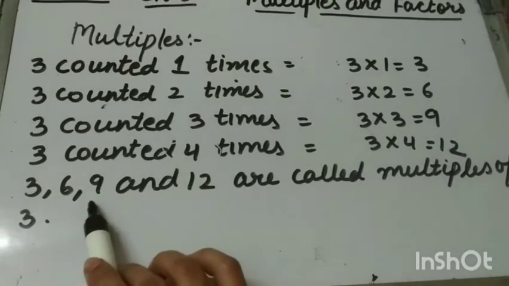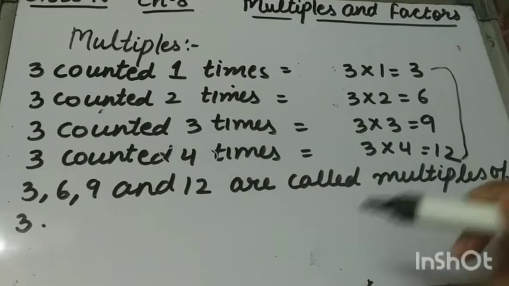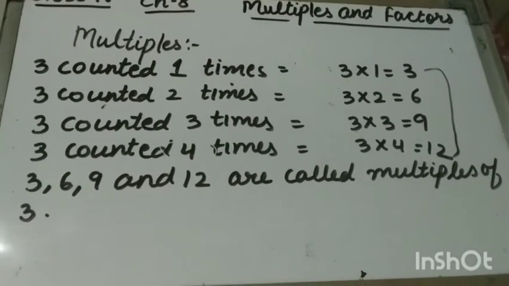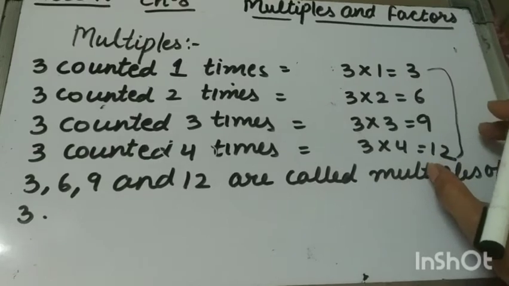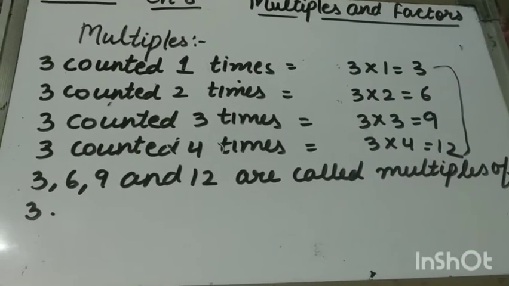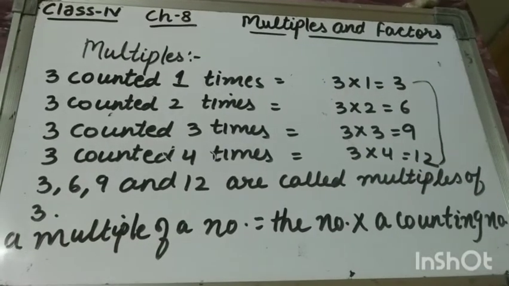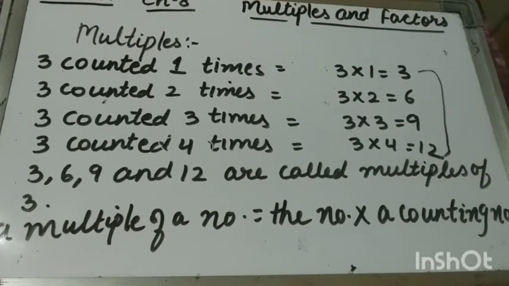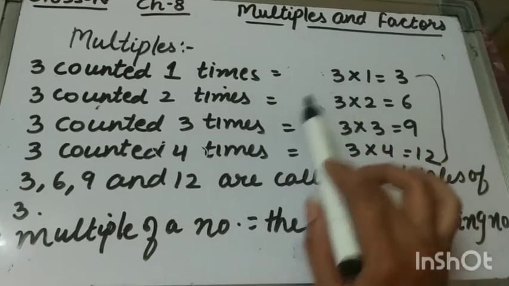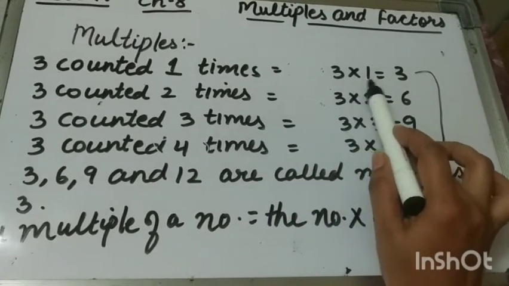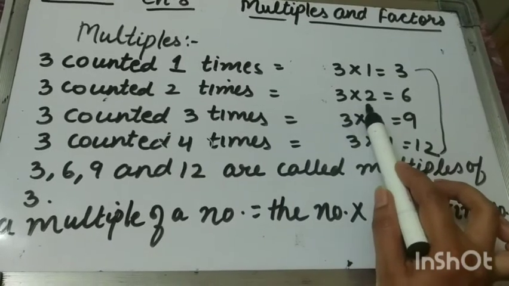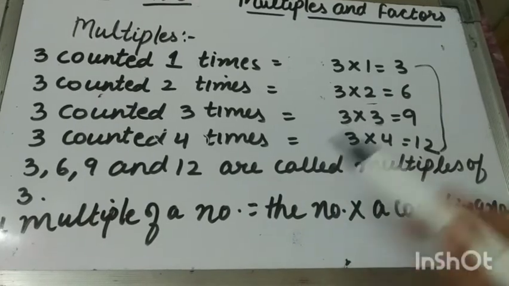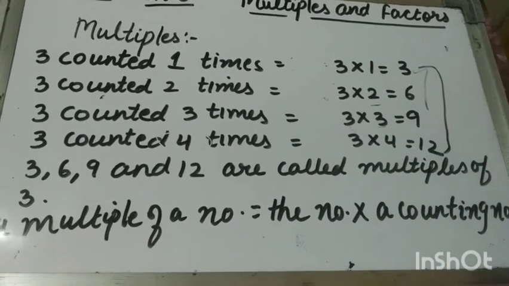So 3, 6, 9 and 12, these are multiples of 3. So what are multiples? A multiple of a number is the number multiplied by a counting number. Here, the multiples of 3 are 3 multiplied by a counting number 1, 3 multiplied by a counting number 2, 3 multiplied by a counting number 3. So the multiples are 3, 6, 9 and 12.